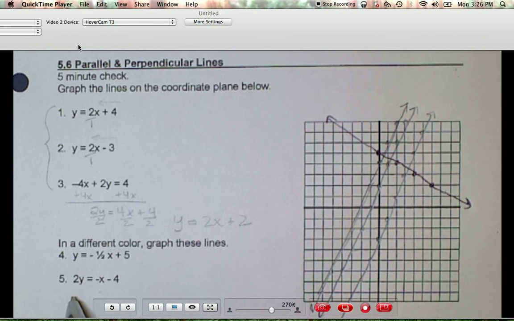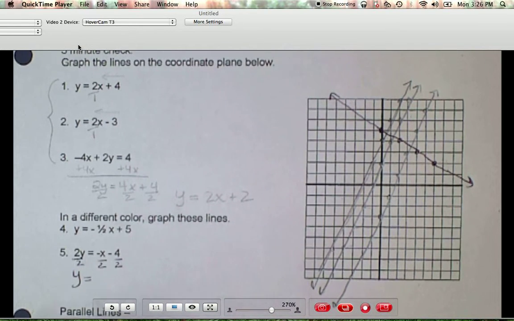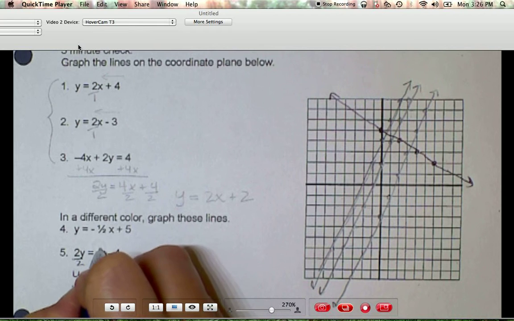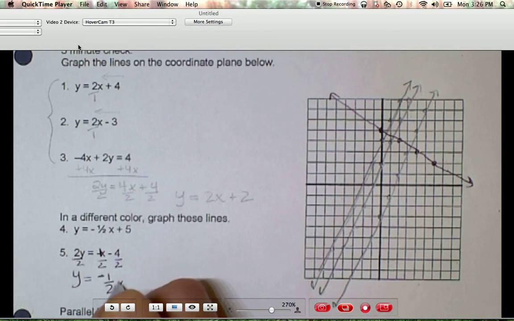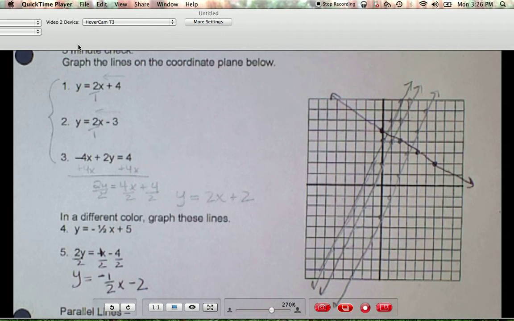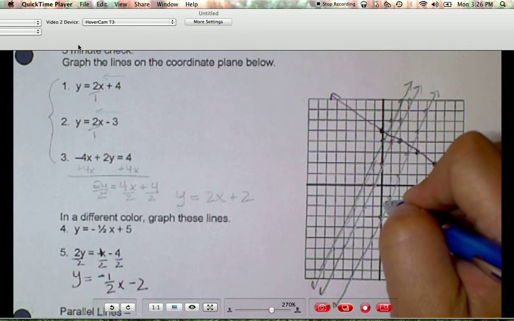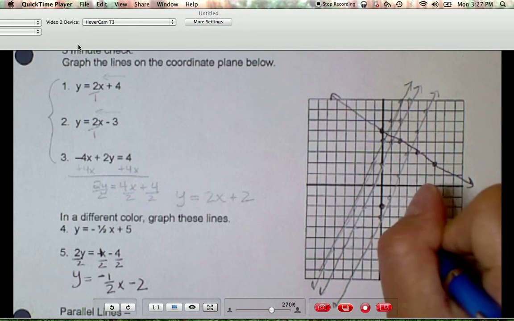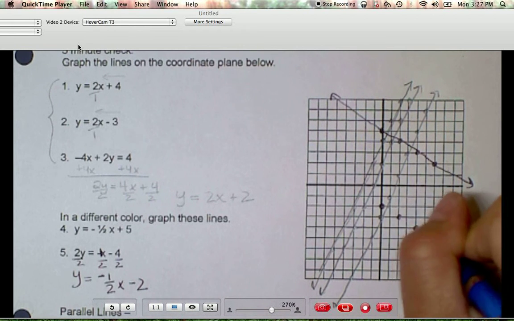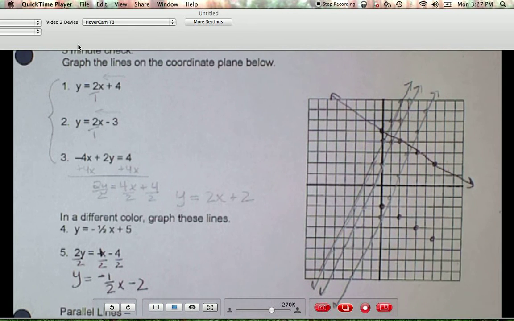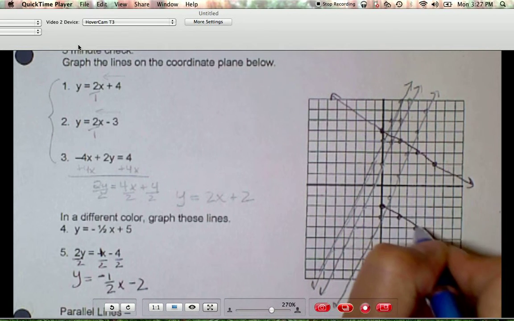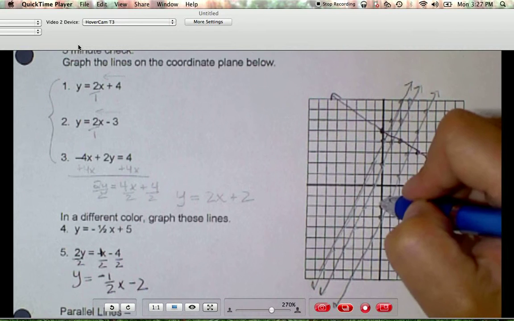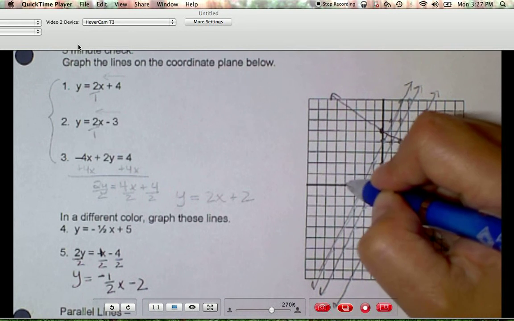And number 5 is not in slope-intercept form, so you need to solve that for y by dividing everything by 2. So we get y equals negative, this is an imaginary 1 here, so negative 1/2 x minus 2. So this time we go down 2, and our slope is negative 1/2, negative 1 over 2, negative 1 over 2. And when we graph that, let's do a couple more here.